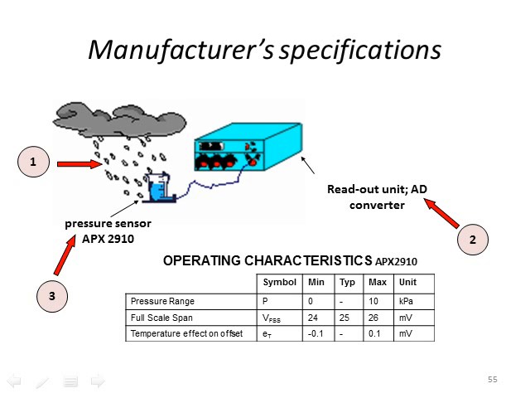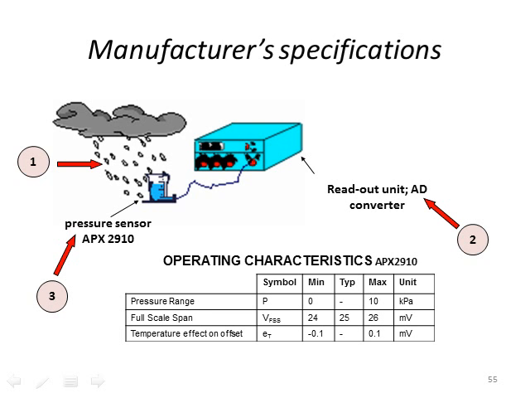Okay, so let's start. Manufacturer specifications. So the pressure sensor has some characteristics. This is an APX 2910. The pressure range, 0 to max in kilopascal. Full scale span of the voltage. Okay, so typical is 25, the min and max, 24 and 26 millivolts. Now we have a temperature effect on the offset, which we will have a min and maximal value of negative 0.1 and plus 0.1 millivolts.